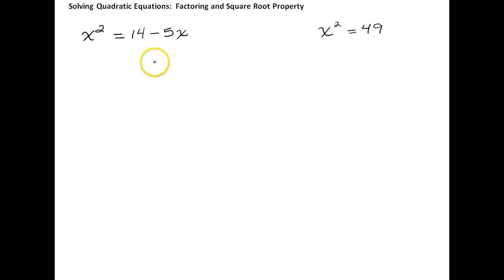Solving quadratic equations by factoring or using the square root property. Here are two very fast examples, and then I'm going to do a slightly more complicated one and talk about this a little bit more. Over here, the thing you need to remember is you've got to get it set equal to 0.